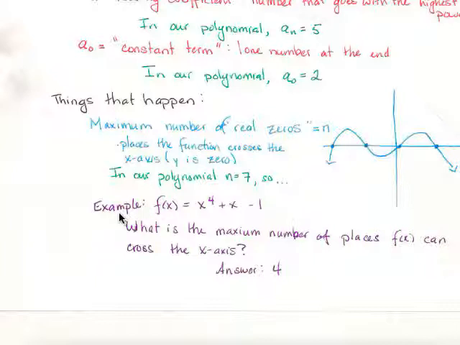Oh yeah, and I have this example here. For example, f of x equals x to the 4th plus x minus 1. What is the maximum number of places f of x can cross the x-axis? Well, as we can see, the highest power is 4, and the maximum number of places is n, which is 4, so the answer is 4 for that.